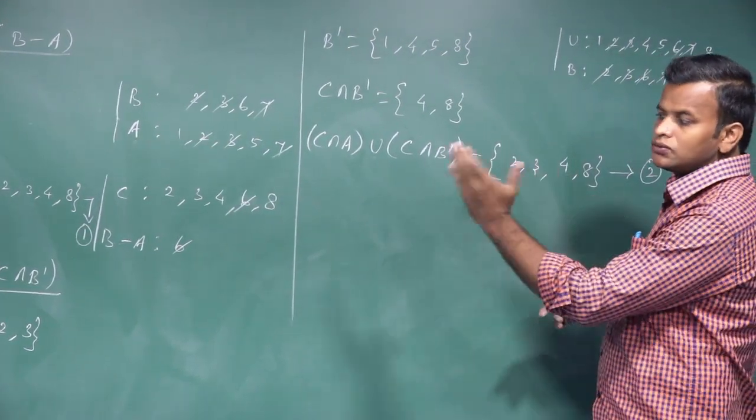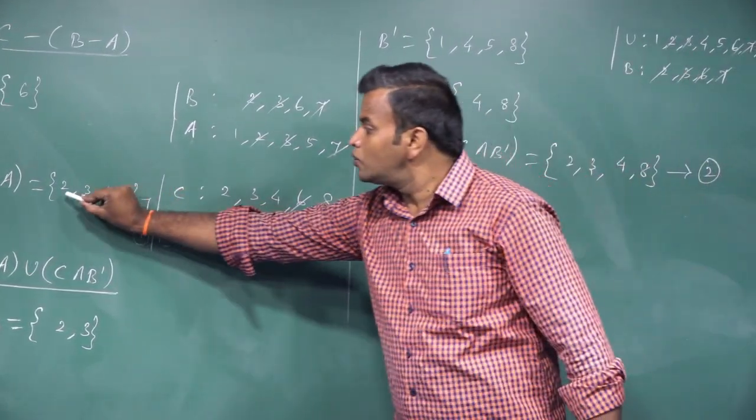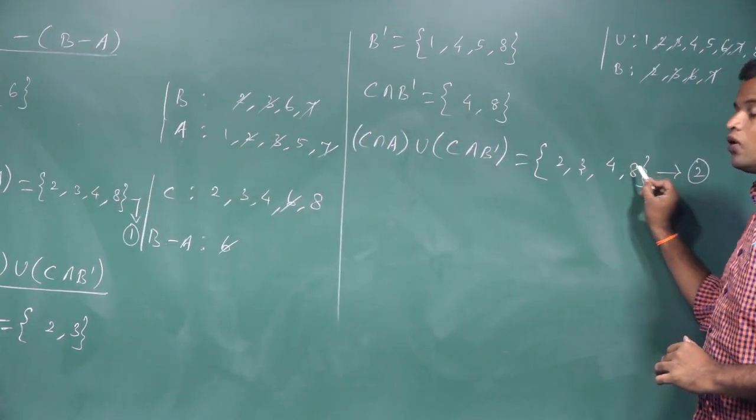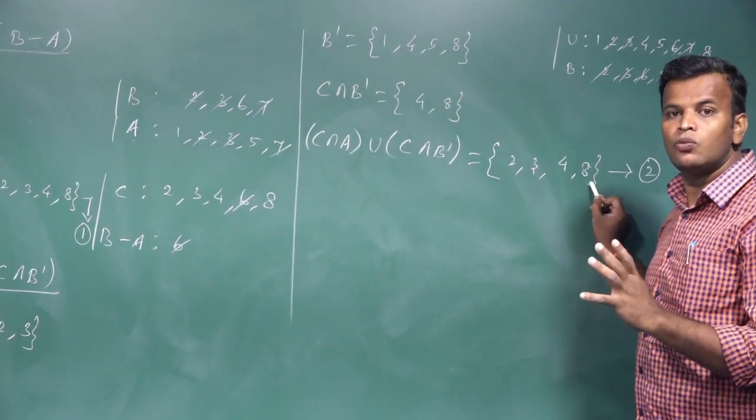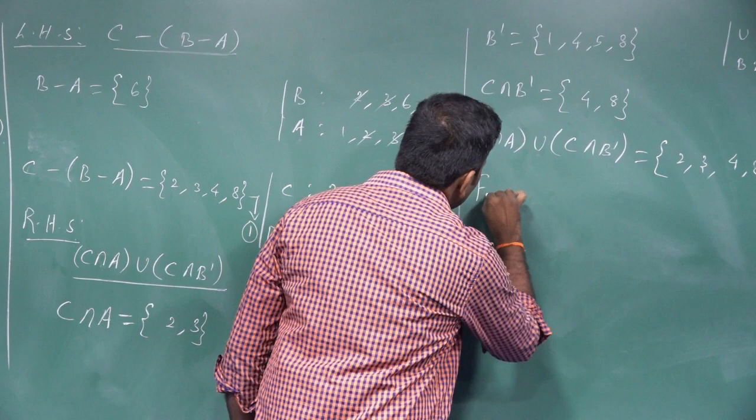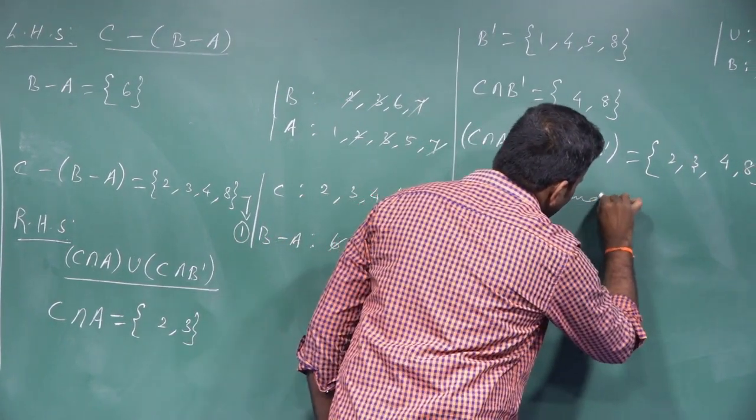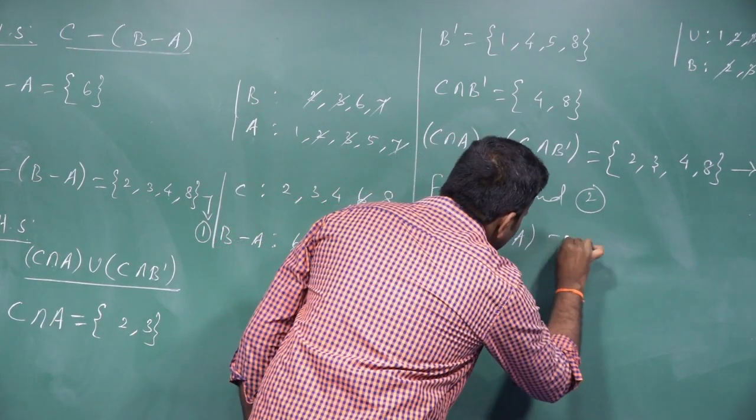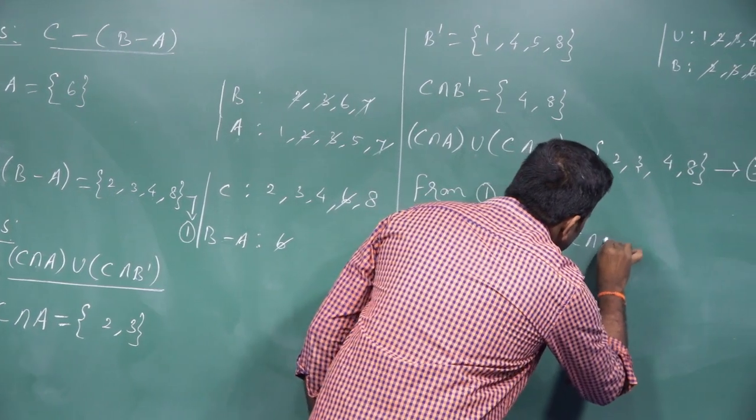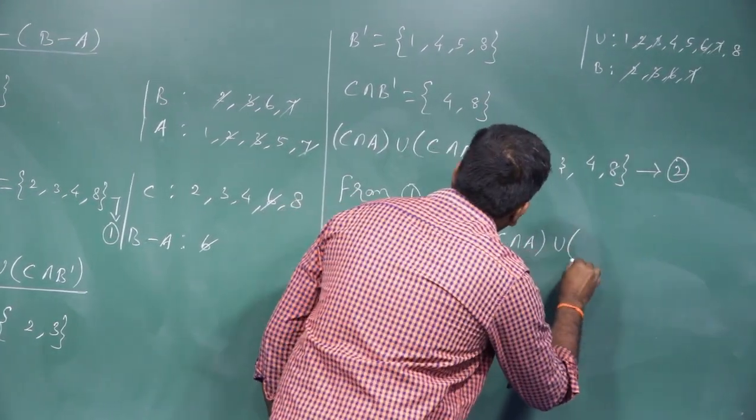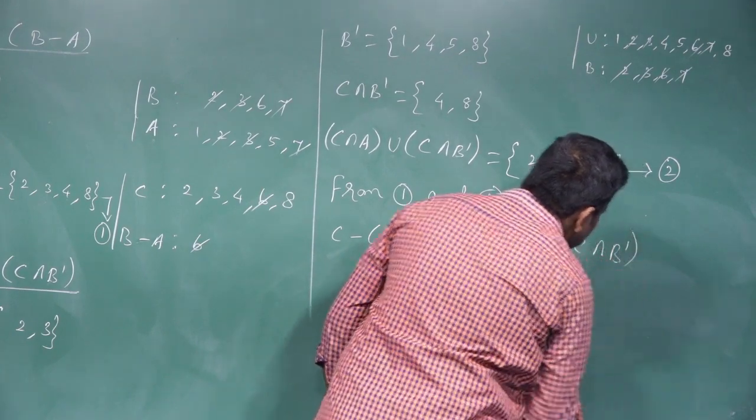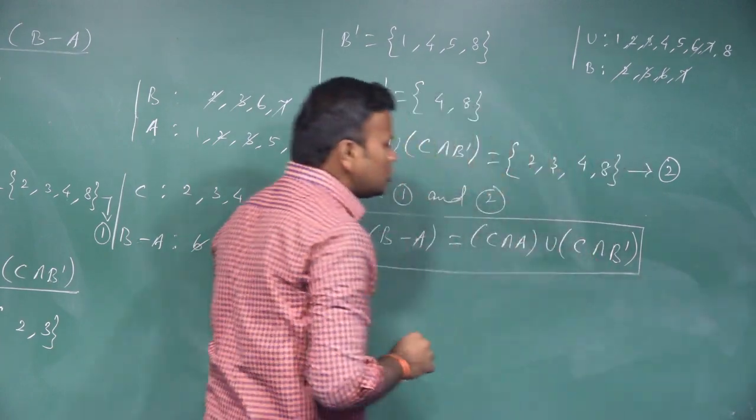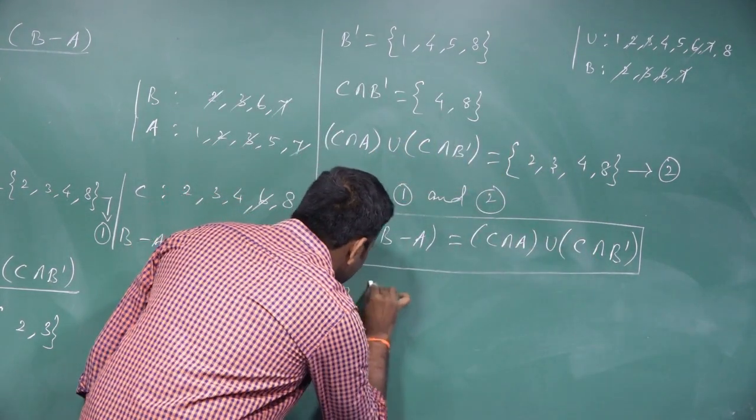Now we see from 1 and 2. 1 and 2: 2, 3, 4, 8. Just 4 elements. The same number of elements is here: 2, 3, 4, 8. So what is the conclusion? From 1 and 2, both are equal. So LHS, C difference B difference A, should be equal to C intersection A union C intersection B dash. Both are equal. From 1 and 2, it is verified.